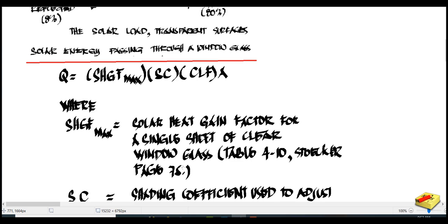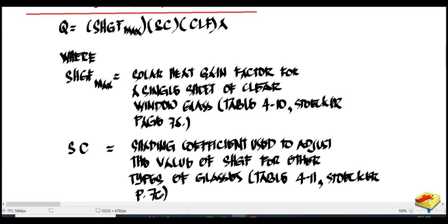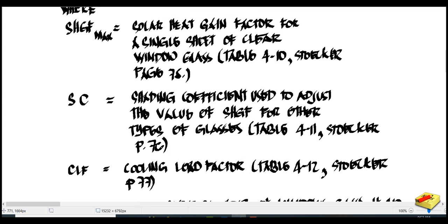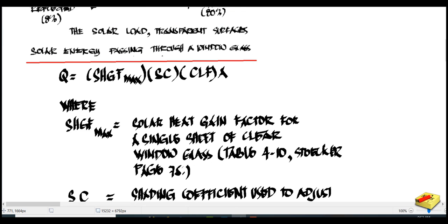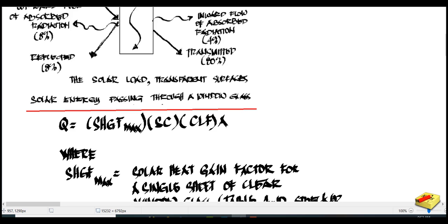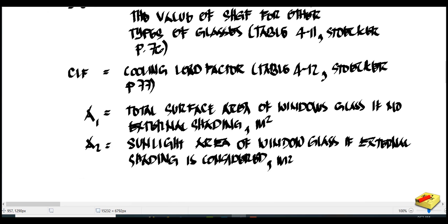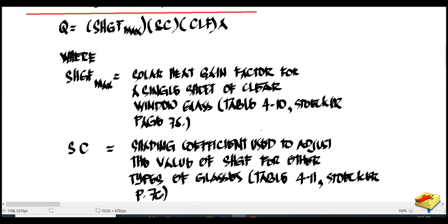Then it is multiplied by the shading coefficient, which will be found in Table 4-11 of Stoker. Then we multiply again by the cooling load factor, which you can find in Table 4-12 of Stoker. Then multiply it by the area. So we have two types of area: the total surface area of the window glass if there is no external shading, and later on we'll talk about what shading is. Then the sunlit area of the window glass if internal shading is considered. Okay.